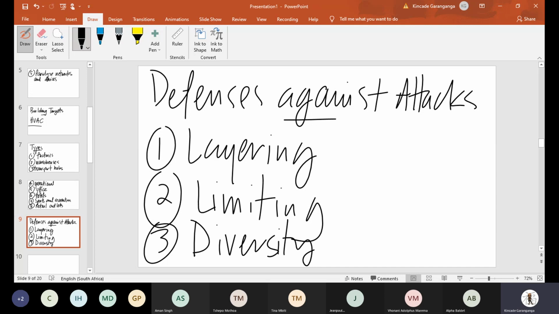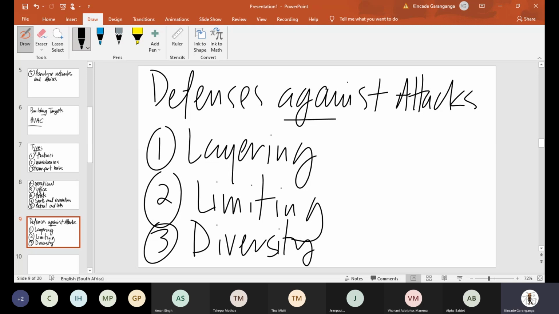Diversity, right, there you go. So this is again, you could say closely linked to layering. Why? Because just as it is important to protect data with layers of security, so too must the layers be different or diverse. So when you're layering, you can't use the same thing.